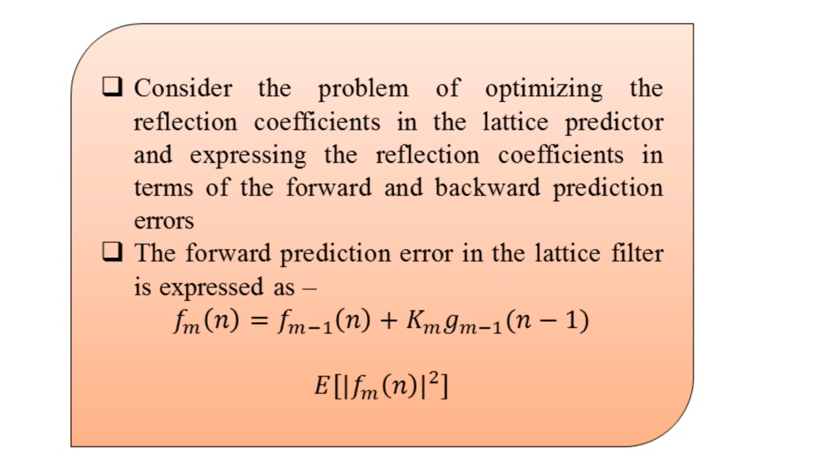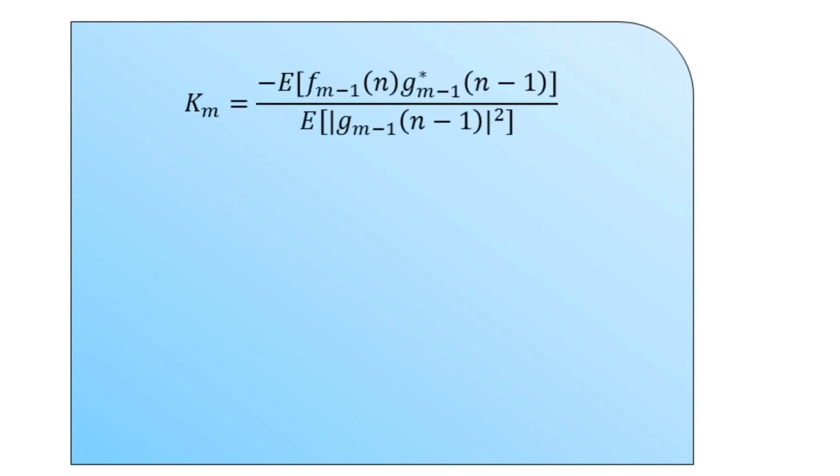So here it is just the notation of what the mean square error is. It is the simplest notation, and this is of course first of all for the forward case. We can also apply it to the backward case as well. So the corresponding result here, in terms of the capital K suffix m, is minus the expected value of the multiplication of f suffix m minus 1 of n with the complex conjugate of g suffix m minus 1 of n minus 1, divided by the expected value of mod square of g suffix m minus 1 of n minus 1.